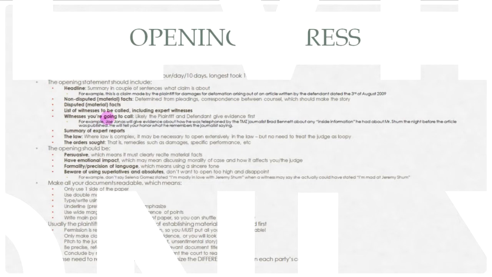Then you've got the summary of the expert reports, and then you've got the law. Where the law is complex, it may be necessary to open extensively in the law, but there's no need to treat the judge as a bit loopy. Then the orders sought, that is the remedies such as damages or specific performance, etc. Now, the opening should be persuasive, which means that it should clearly recite material facts. It should have emotional impact, which means that it should discuss the morality of issues and how it affects you or the judge. It should be formal and precise in language.